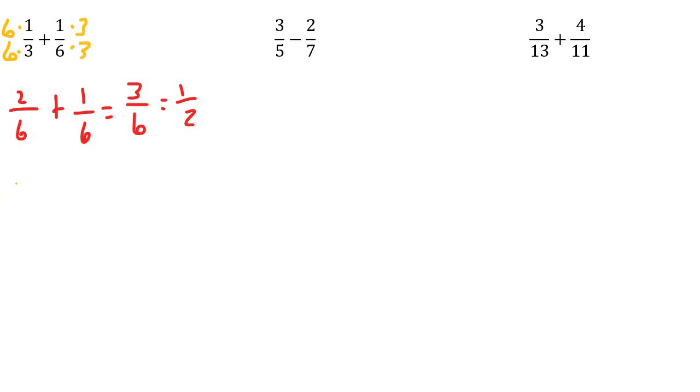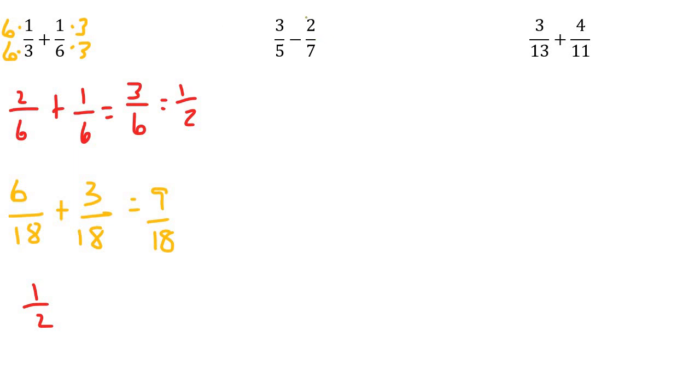So 6 times 1 is 6, 6 times 3 is 18, 3 times 1 is 3, and then 6 times 3 is 18, and then we can add the numbers at the top, and that's going to give us 9 over 18. And then we know that 9 goes into 18 2 times, so that would simplify down to be 1/2, which is what we got.